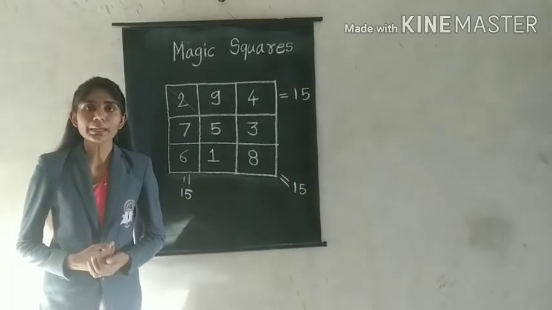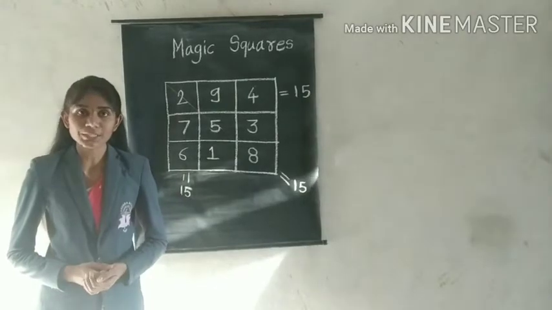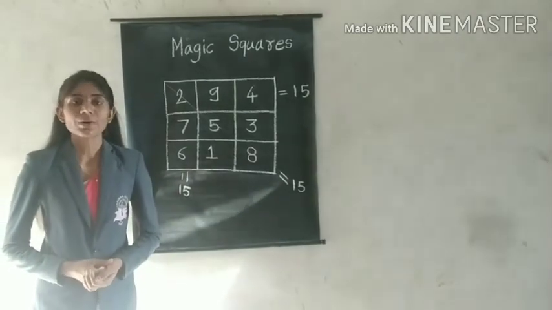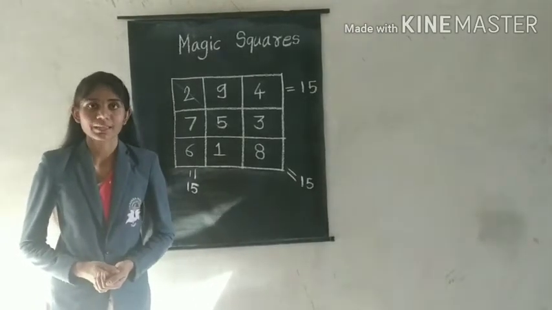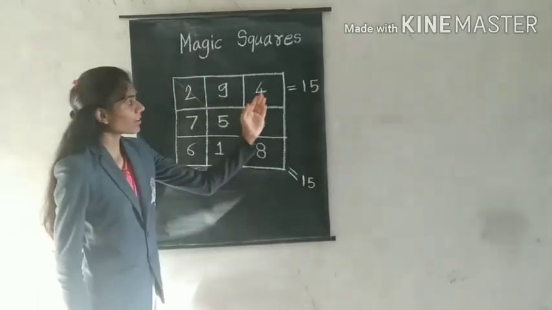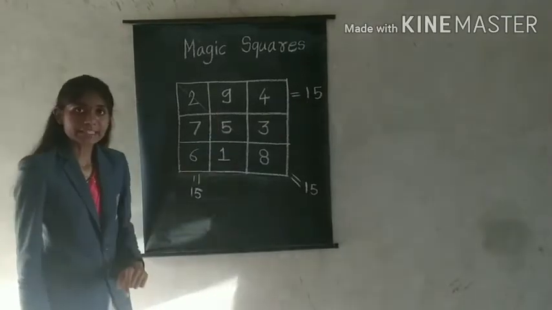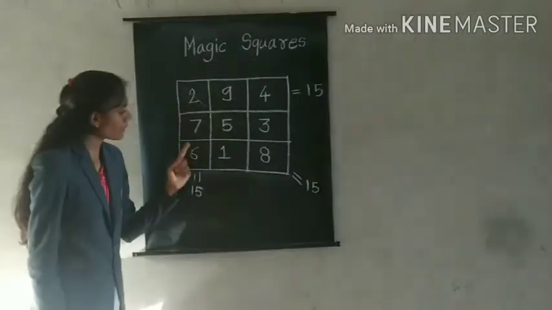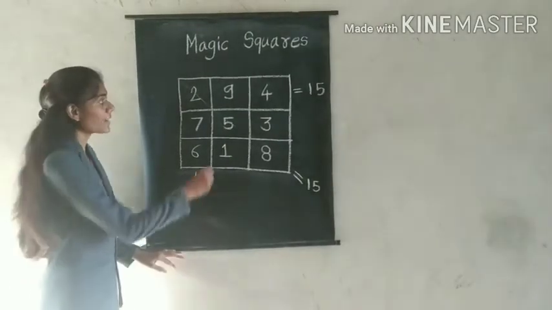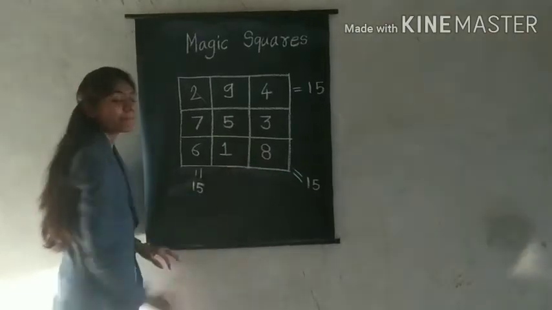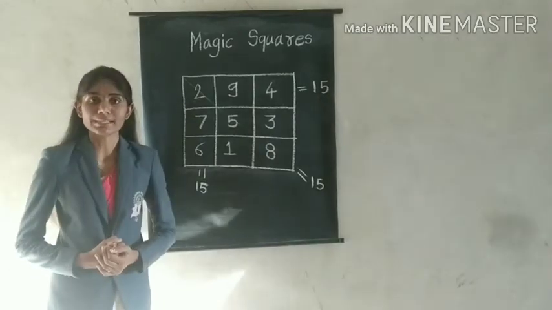It is a square box which contains different whole numbers, and the whole numbers are arranged in such a way that row wise or column wise or diagonally their sum will come the same. It means as the numbers are there horizontally, 2, 9, 4, their sum will come 15. At the same time vertically 2 plus 7 plus 6, their sum will also come 15. As well as diagonally 2 plus 5 plus 8, their sum will also come 15. So this is a pattern which is known as a magic square.